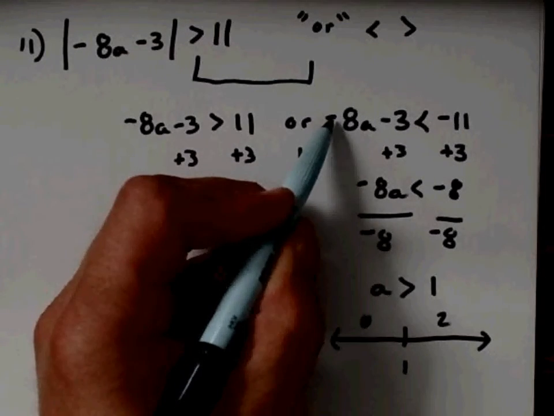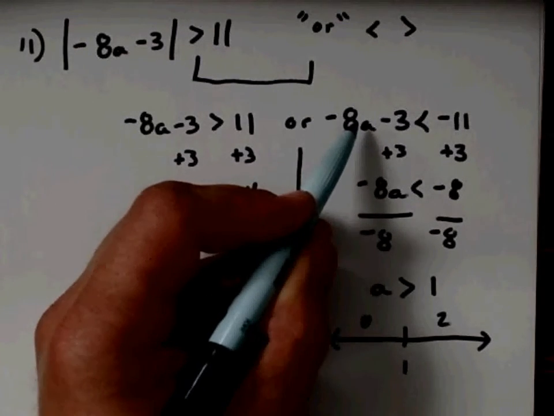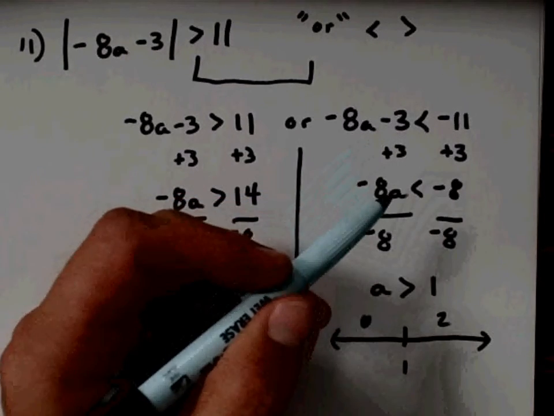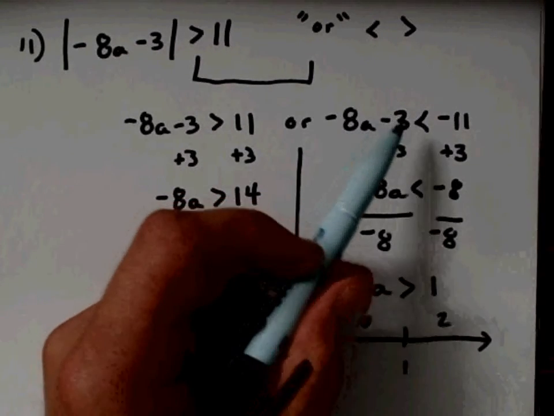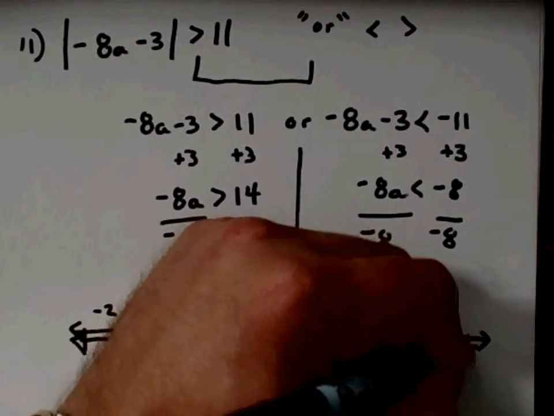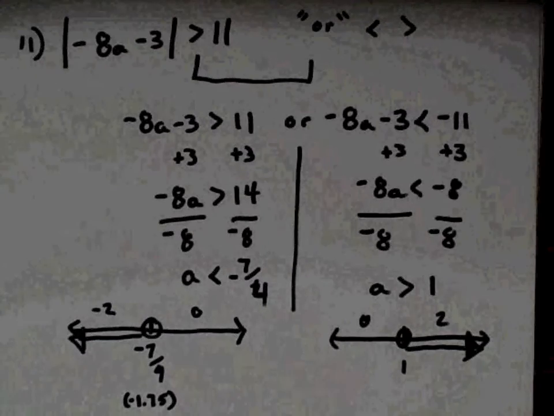Then I plug in 2. So negative 8 times 2 is negative 16. Minus 3 is going to give me negative 19. Is negative 19 less than negative 11? Yes. And so therefore, open circle, shaded that way.